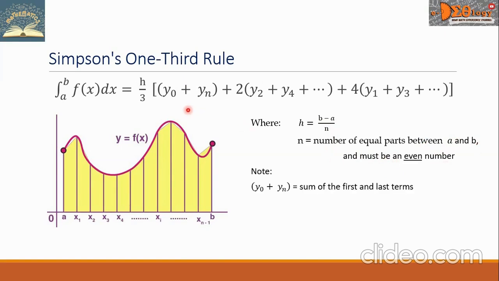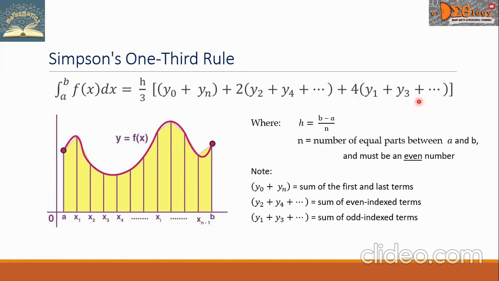Now for the formula, this y sub 0 plus y sub n is the sum of the first and last terms. Then plus the constant 2 multiplied by the addends y sub 2 plus y sub 4 plus ..., which is the sum of even indexed terms. Then plus the constant 4 multiplied by this group, y sub 1 plus y sub 3 plus and so on, which is the sum of odd indexed terms.